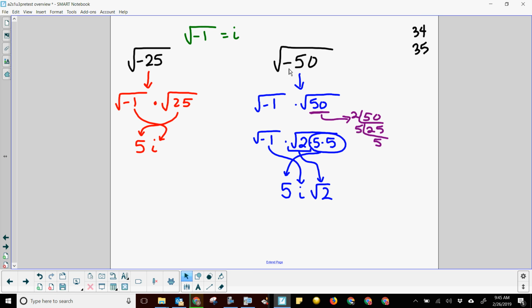Well, if it doesn't square root nice and pretty, we're still going to break this up, but then we're going to factor this out. 50 divided by 2 is 25, divided by 5 is 5. So this is 2 times 5 times 5. Well, with our square root, we're looking for a pair of stuff. So that pair comes out to the very front. Negative 1 is still i. And notice that i is not inside my radical. I'm taking it out. But my square root of 2 that got left over is going to stay square root 2.